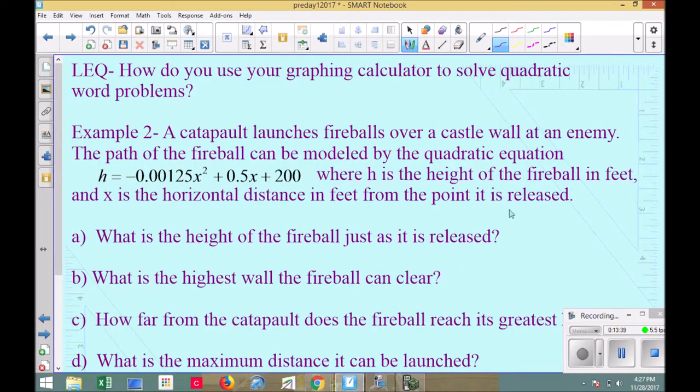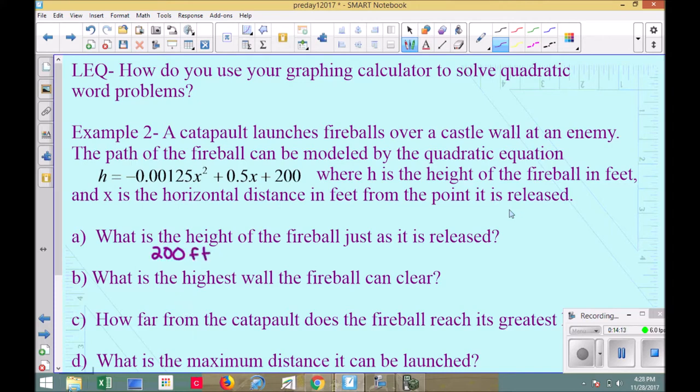So the first one, what is the height of the fireball just as it is released? Well, remember, x is the horizontal distance in feet from the point it is released. So in other words, we want to know the y value when the x value is 0, because it's 0 away from where it's released when it's released. So this one might be easy enough that I can just look at the equation because it's in standard form and realize it's going to be 200 when I substitute 0 in for x. And these are feet.